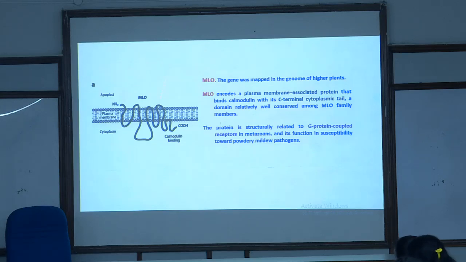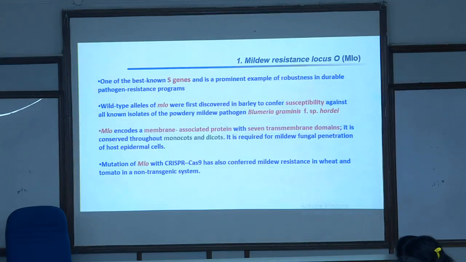So this is a typical characterized MLO. Some information about this MLO: this is the mildew resistance locus O, one of the best known S genes, and it's a prominent example of robustness in durable pathogen resistance programs.